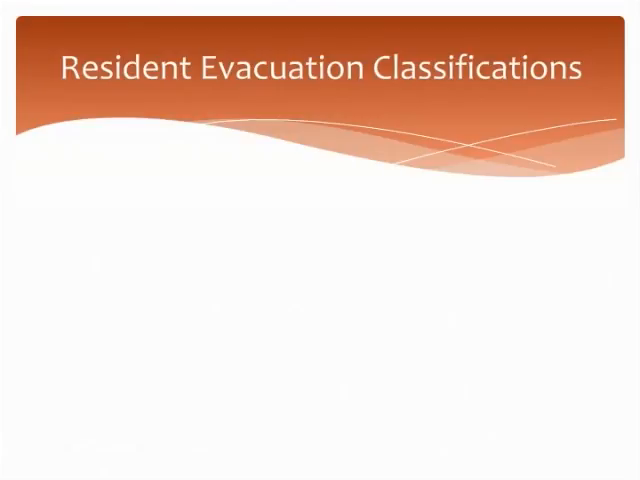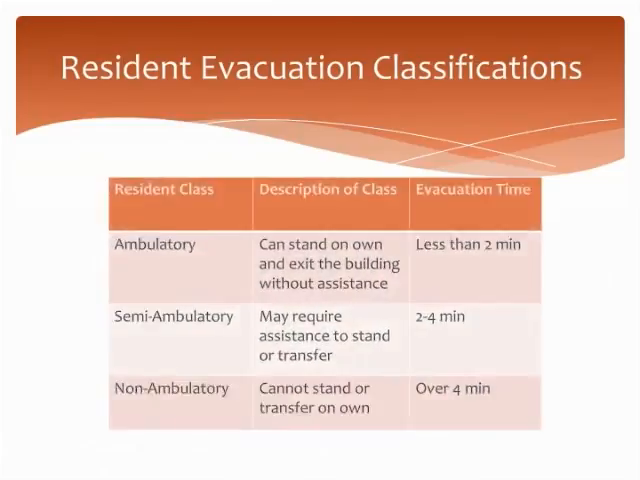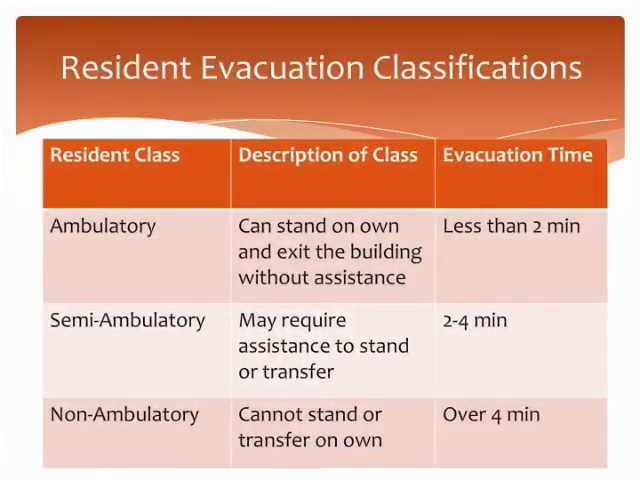We can further categorize residents based on their physical abilities to evacuate in the event of an emergency. Remember, each resident has already been categorized into either Category A or C depending on their mental capability. There are 3 classes a resident can be assigned to. This is defined according to their physical abilities. For example, a resident can be Category A, Class Semi-Ambulatory, or Category C, Class Ambulatory.